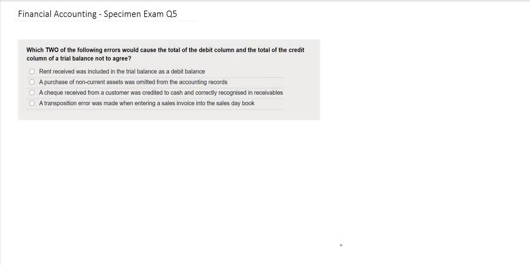In this question, you are being asked which two of the following errors would cause the total of the debit column and the total of the credit column of a trial balance not to agree. So here we are trying to decide which of these errors would affect the trial balance. The types of errors that affect the trial balance include the following.